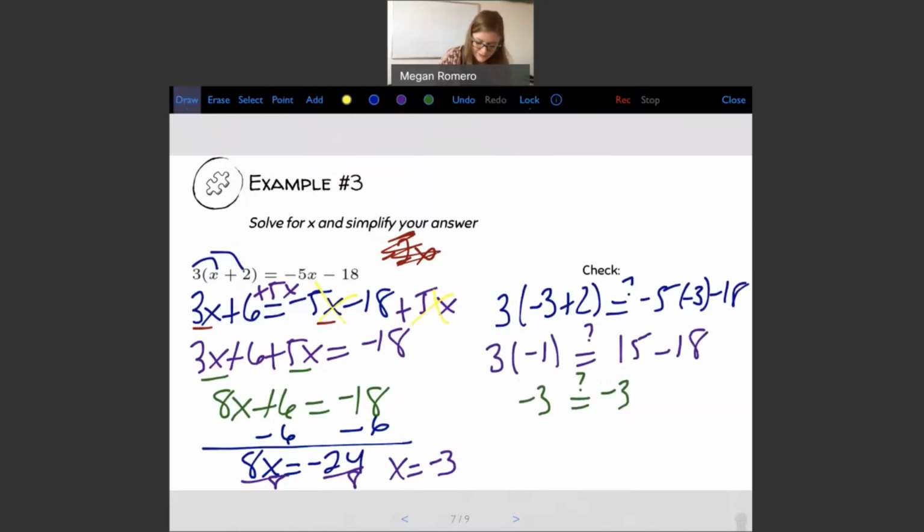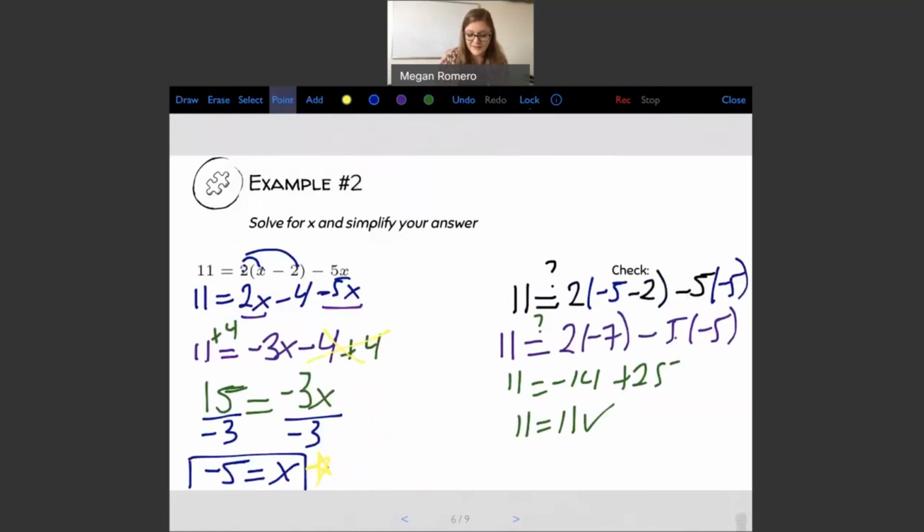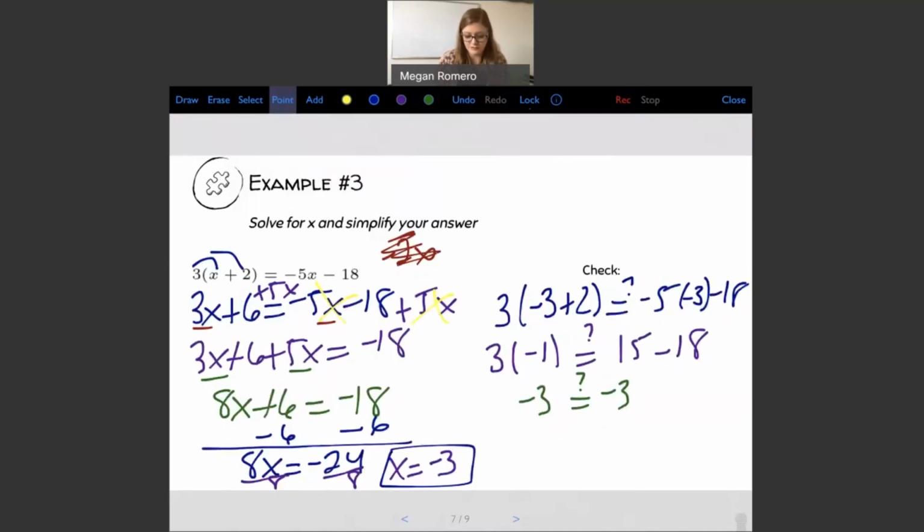One thing to note that just happened by coincidence is the value of x that we determined and what we saw was true for the equation ended up being the same number. But remember on the last side, we got 11 equals 11, but x was -5. So just make sure you're remembering what the value of x is versus what you're doing when you're checking.